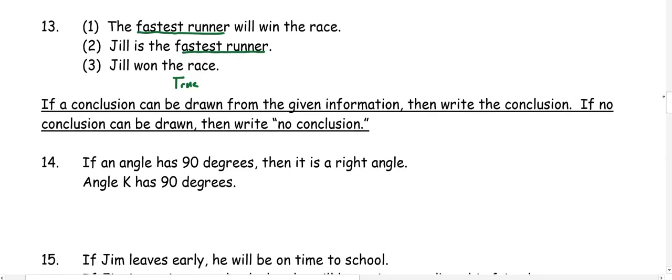If a conclusion can be drawn from the given information, write the conclusion. If no conclusion can be drawn, then write no conclusion. So number 14, if an angle is 90 degrees, then it is a right angle. Angle K is 90 degrees. Well, 90 degrees is in the hypothesis, so we can conclude that angle K is a right angle.